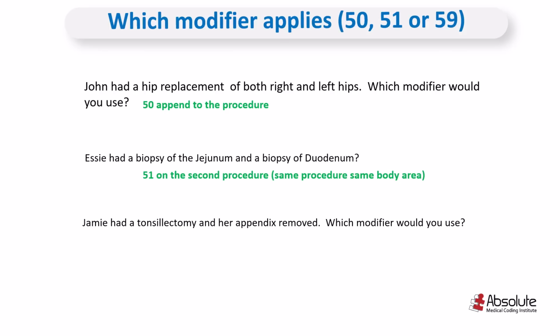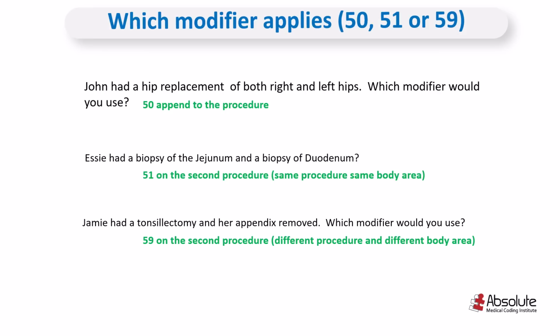All right, last one. Jamie had a tonsillectomy and her appendix was removed. Which modifier would you use? If you said 59, outstanding, because these are different body areas and different procedures, so doubly different, right? They're distinctly different.